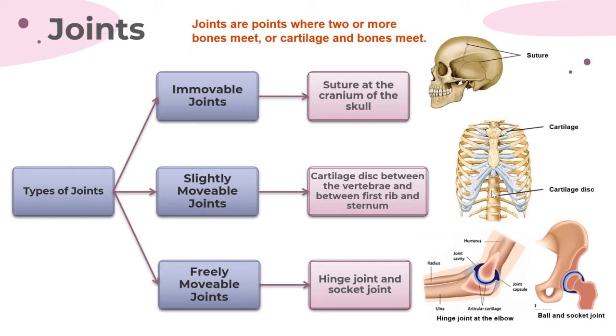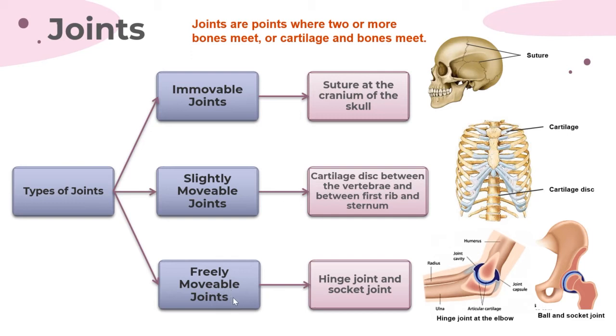The other example is the cartilage between the ribs and the sternum. This is our sternum, and these are our ribs. The cartilage here is the soft bone between the sternum and the rib cage. This is also a slightly movable joint.